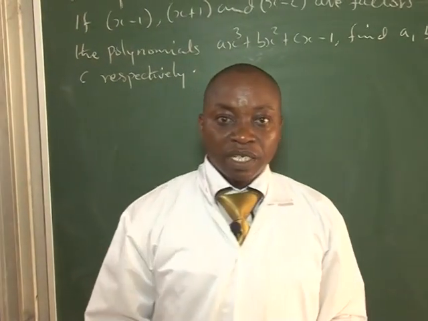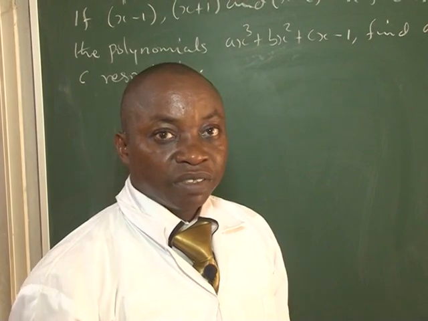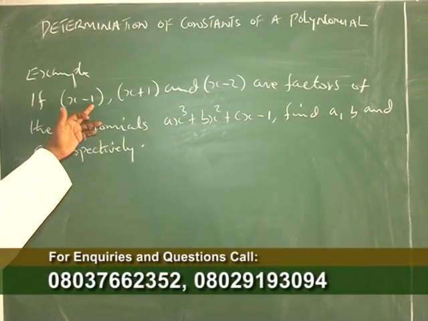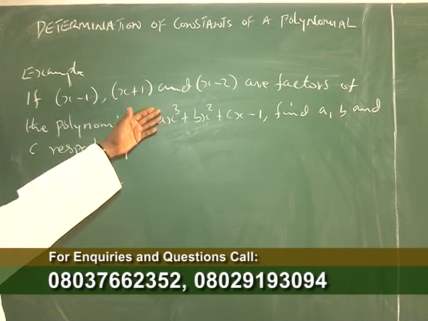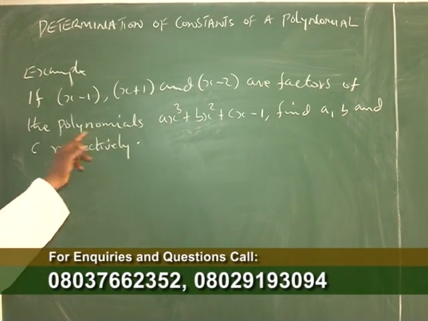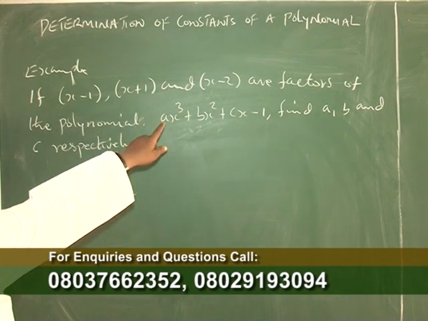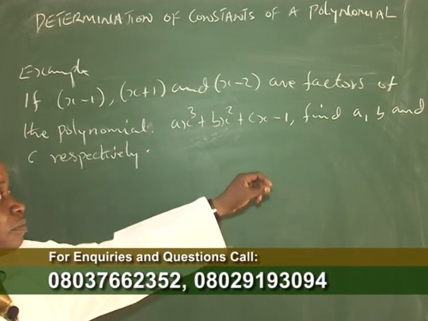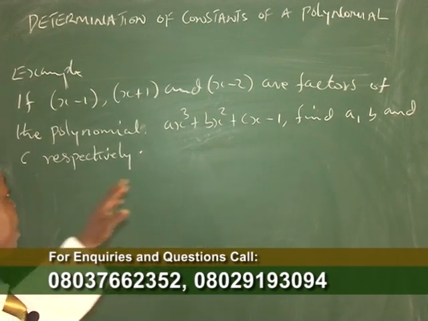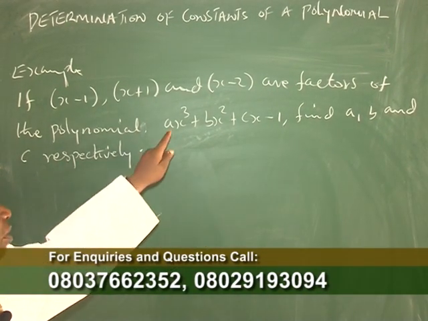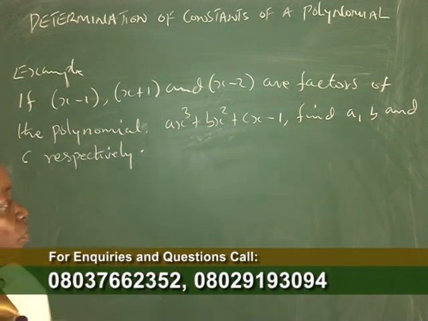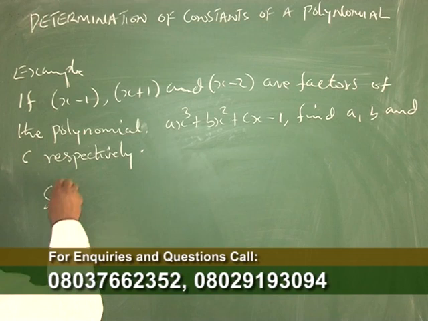Let us take another example on determination of constants of a polynomial. If x minus 1, x plus 1, and x minus 2 are factors of the polynomial ax cubed plus bx squared plus cx minus 1, find a, b, and c respectively. Now, we are asked to find these constants a, b, and c. So, solution.